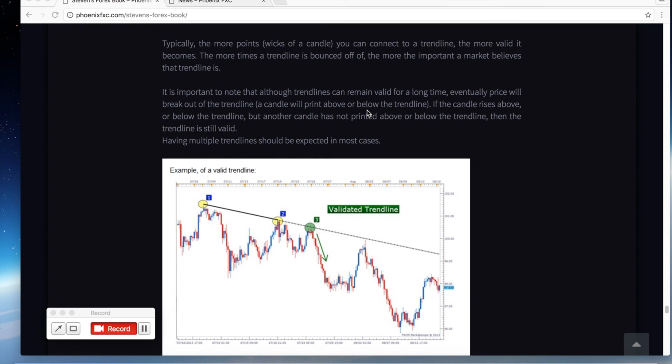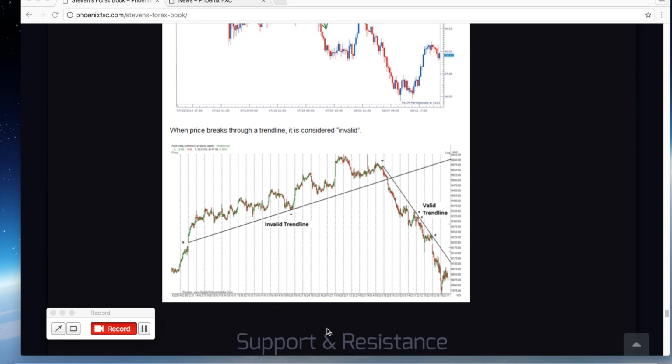Remember that when you do trend lines, you want to connect it to the wicks. 2 to 3 wicks need to be connected, like you see here. 1, 2, 3. And then you can also see the price moved on it. It acts like resistance right here. This is an example of not a valid trend line. Do not do your trend lines like this. This is not good.